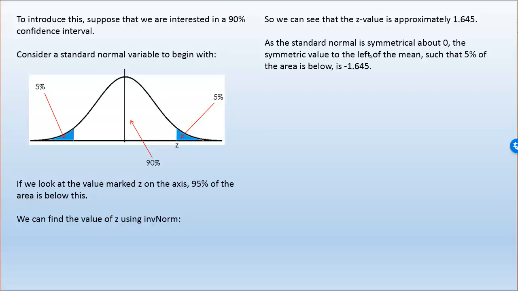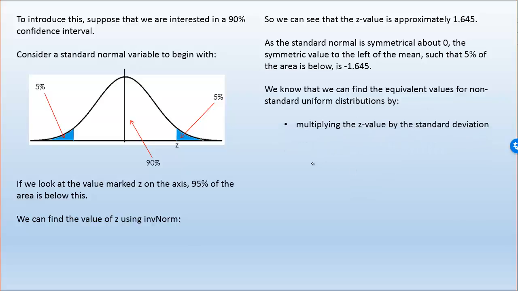As the standard normal is symmetrical about 0, the symmetric value to the left of the mean, such that 5% of the area is below, is negative 1.645. So this one is 1.645, this is negative 1.645. We know that we can find the equivalent values for non-standard normal distributions by transforming, which means multiplying the Z value by the standard deviation, and adding the mean.